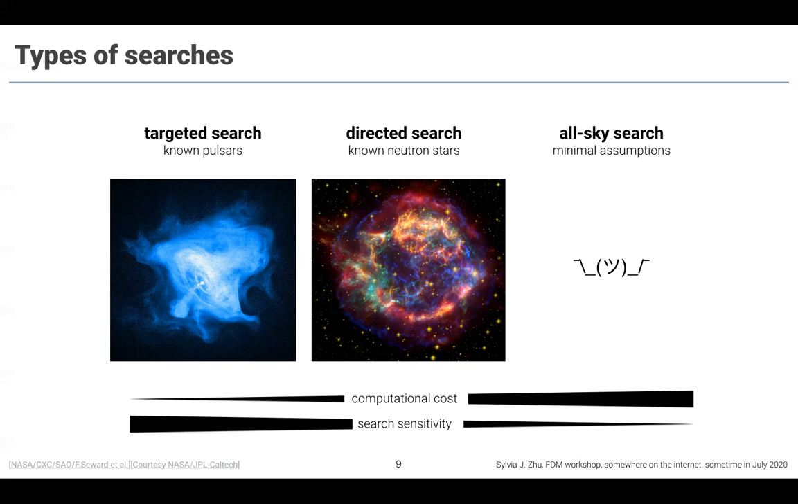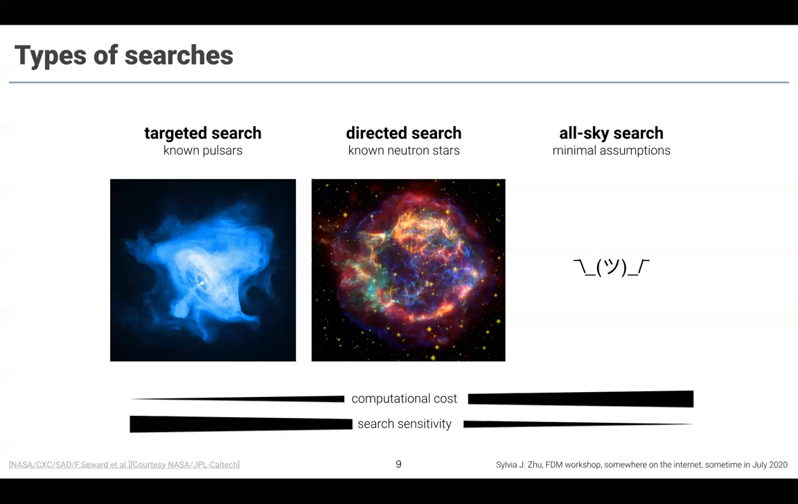If you want to go one step more general, you could run what we call a directed search. These are searches for gravitational wave emission from known neutron stars. So for instance, you might look at a supernova remnant, and in the middle of the supernova remnant, you might have an X-ray source that you're pretty sure is a neutron star. But because it's not pulsating, you don't know how fast it's rotating, so you don't know the gravitational wave emission. But you do know there's a neutron star at the center of your supernova remnant.